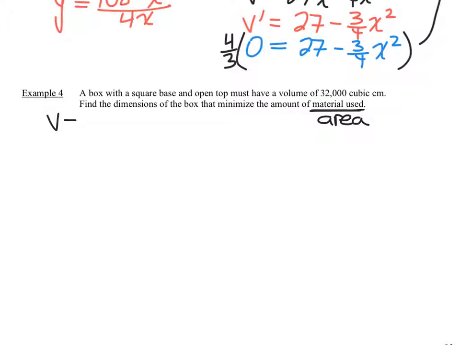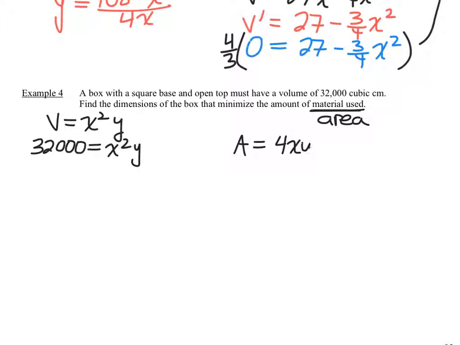So volume would still be x squared y. So 32,000 would be equal to x squared y. The area model is still what it was before, 4xy plus x squared. The area function is the one that we're going to minimize, so that's the one where I want to swap out a variable. I want to pull that y and replace it with, in this case, 32,000 over x squared.